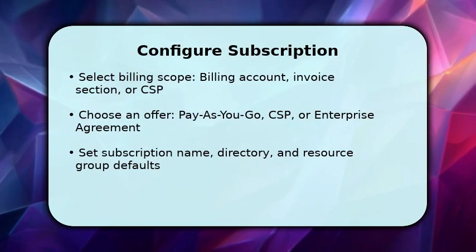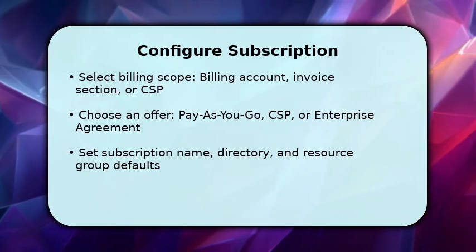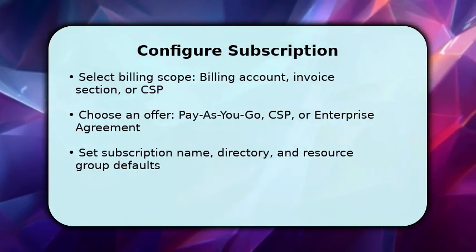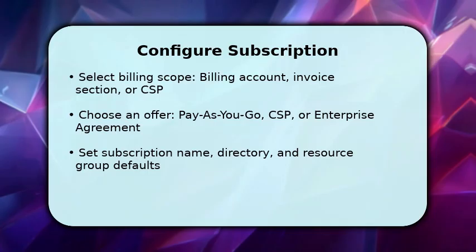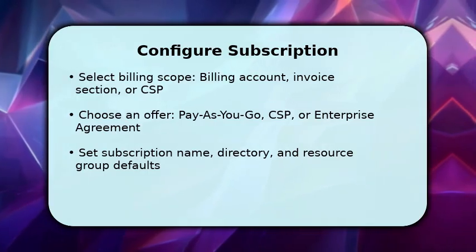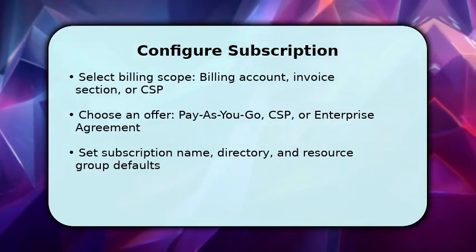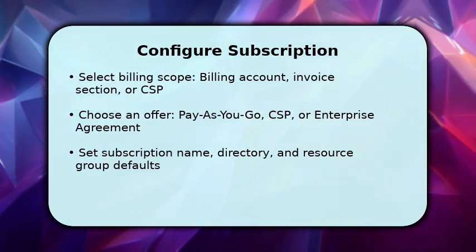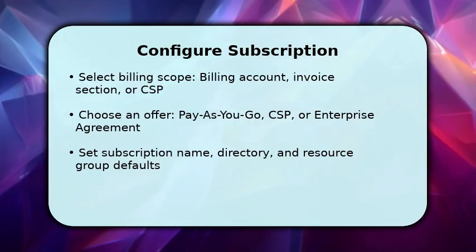Once the wizard opens, pick the correct billing scope, your billing account, invoice section, or your CSB, because charges flow to that scope. Then select the subscription offer that matches your plan, like pay-as-you-go or enterprise agreement. This affects rates and limits.